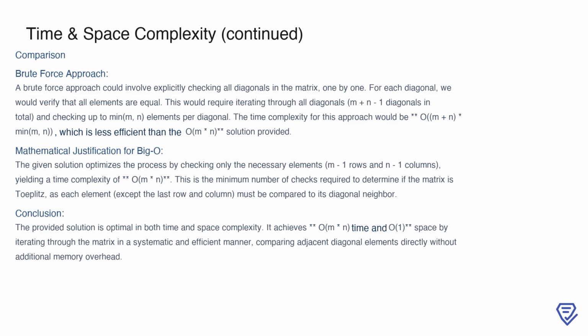The reason the optimized solution is better is that it minimizes the number of checks by systematically comparing only the necessary elements, those in the first m-1 rows and n-1 columns, to their diagonal neighbors. This ensures we achieve the minimum number of operations needed to verify if the matrix is Toeplitz. In conclusion, the solution is optimal in both time and space complexity, achieving O(mn) time and O(1) space by efficiently iterating through the matrix and directly comparing diagonal elements without requiring additional memory.